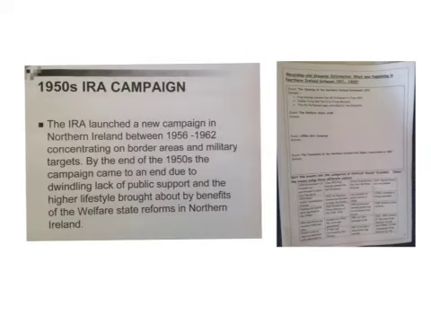You should now read the information about the 1950s IRA campaign. Once you've read the information, you should pick out 3 bullet points which summarise the information and explain why the 1950s IRA campaign failed. Once you've picked out this information, you should record your notes on page 9 of your workbook.